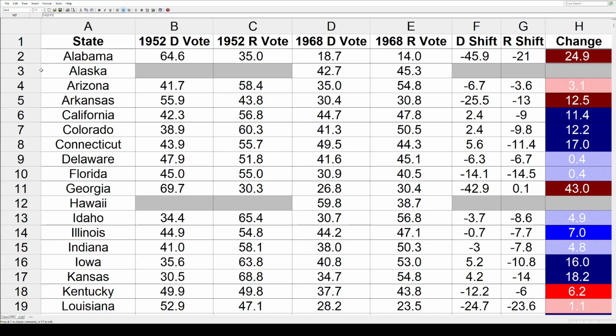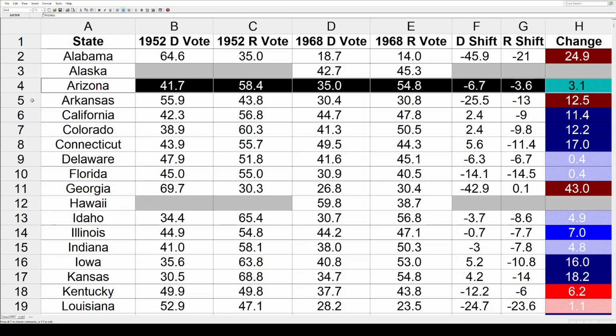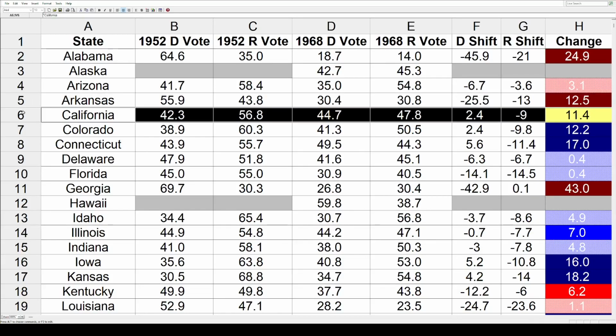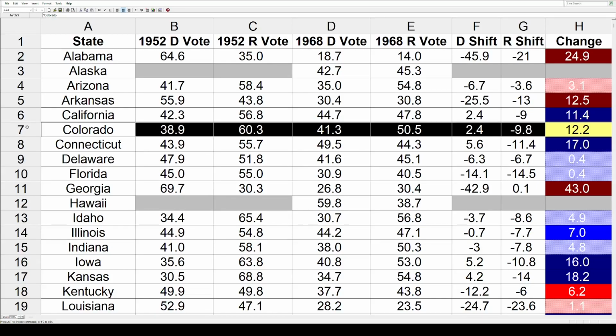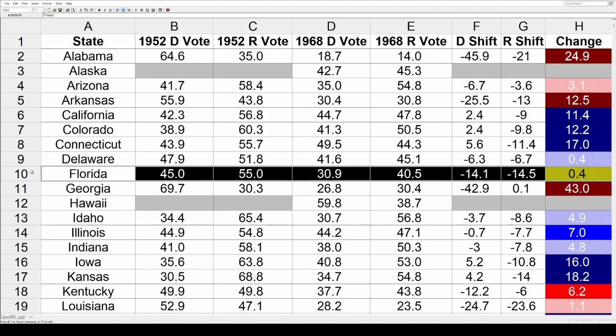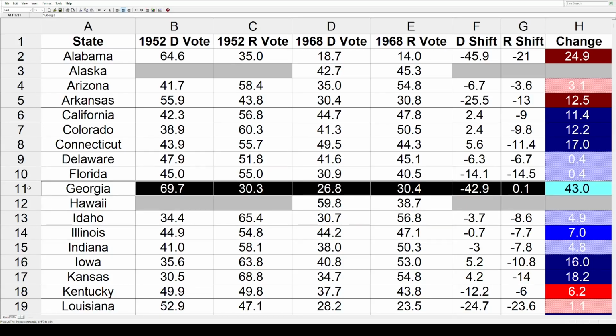I'm going to try to go quickly through the rest of these states. Arizona, that shifted a mild 3.1 toward the Republicans. Arkansas had a bigger red shift of 12.5. Now we've got some shifts toward the Democrats. California, 11.4. Colorado, 12.2. Connecticut, 17. Delaware and Florida had the exact same shift, a very mild blue shift of 0.4. Georgia had the biggest shift toward the Republicans. That moved a staggering 43%.